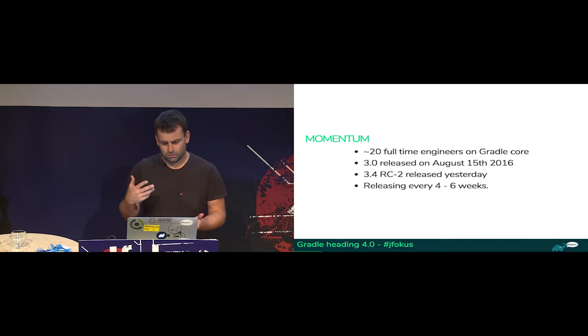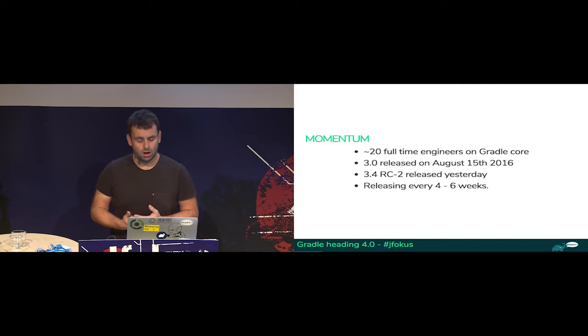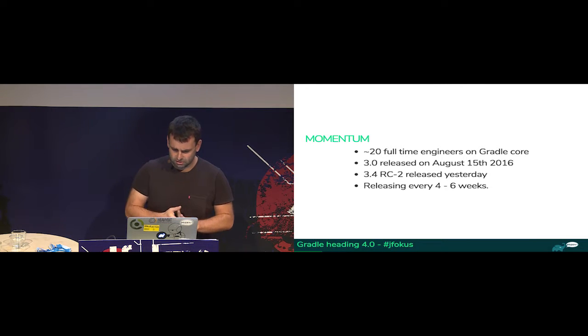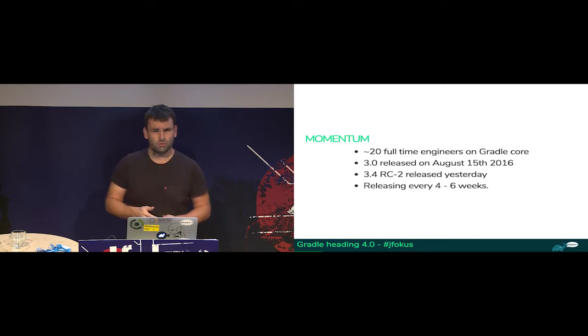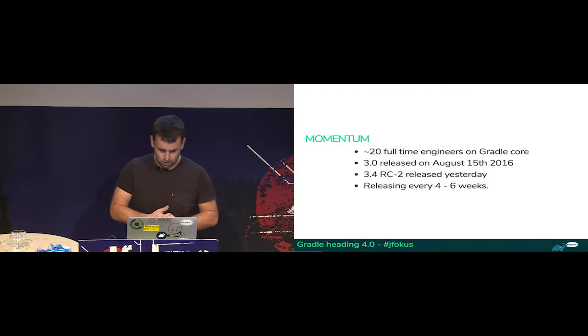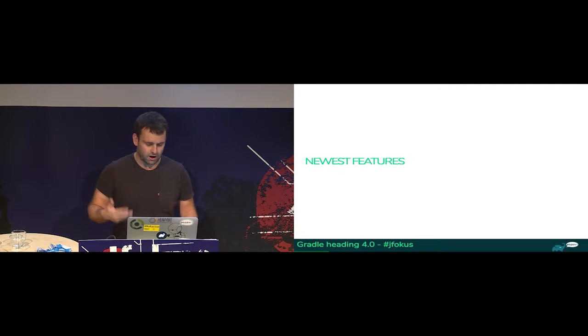So currently, there are 20 guys working full-time on Gradle core, so we have quite a momentum in development, and we have plenty of features we want to get out, and there are so many things not solved yet. So we released 3.0 in August last year, and yesterday we just released 3.4 RC2, which brought some cool features I'll talk about later. On average, we release every 4 to 6 weeks. Well, to be honest, make it 6 weeks. And so we have quite a fast pace, I would say.